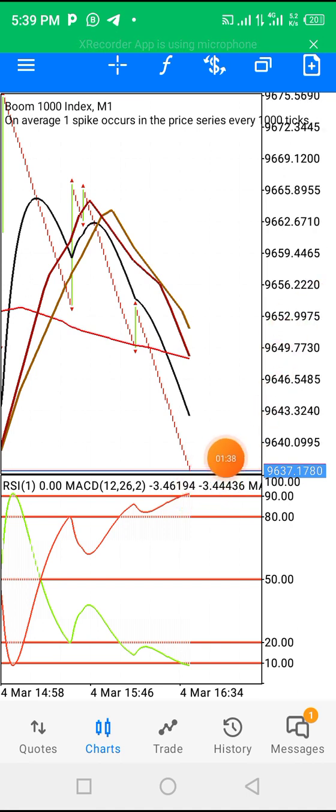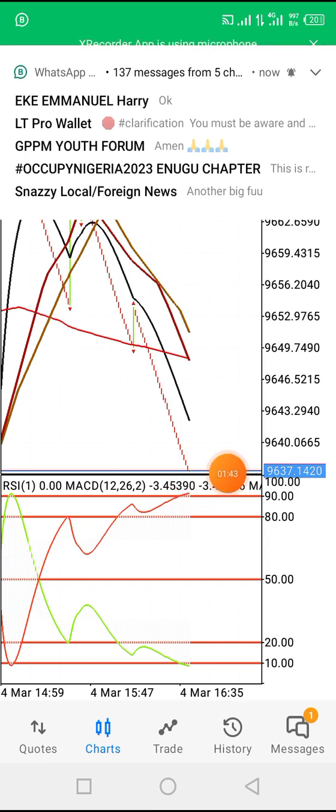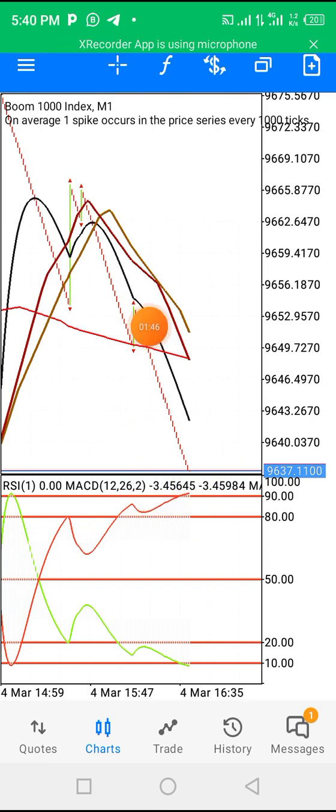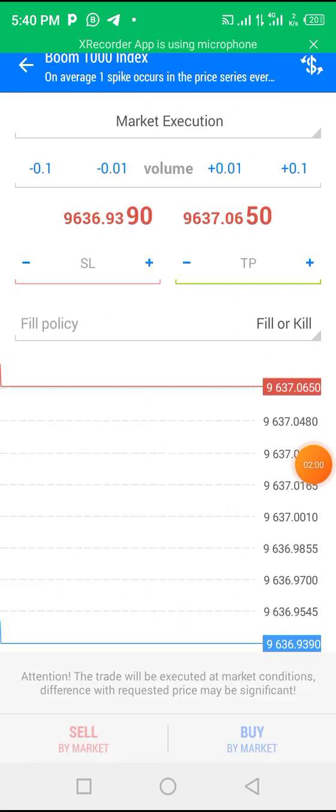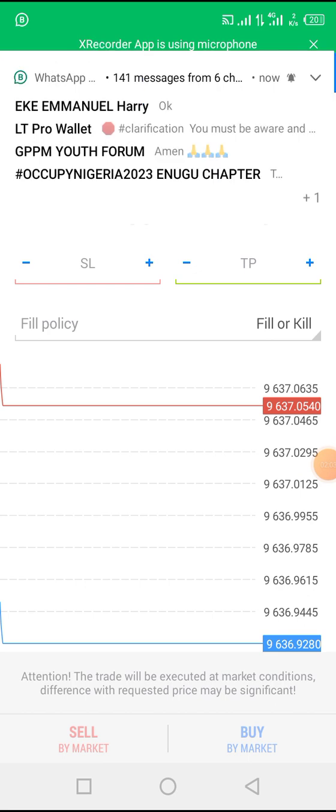So just like now, as this thing is touching here, there will be a spike here. The first touch, it spiked here, then it touched again here, it spiked, and now it's touching. So there will be a spike again anytime soon. If you see this kind of setup, you just take your order.